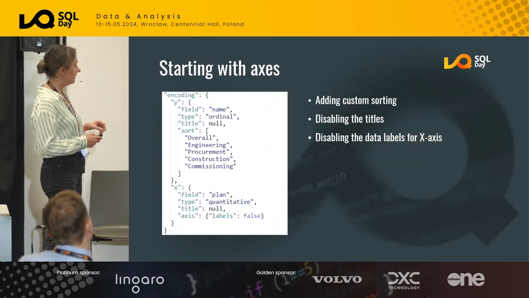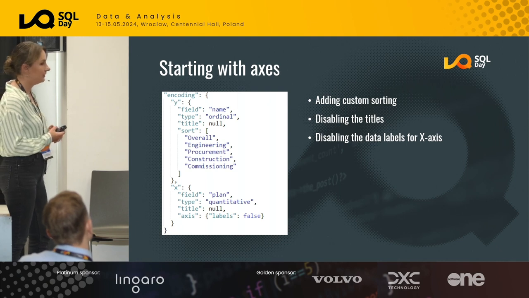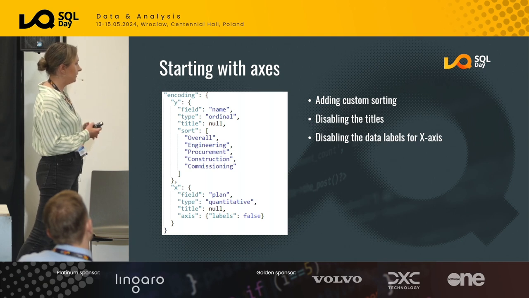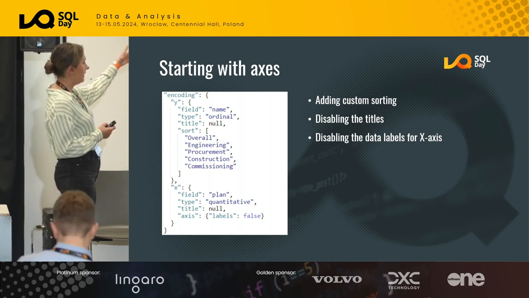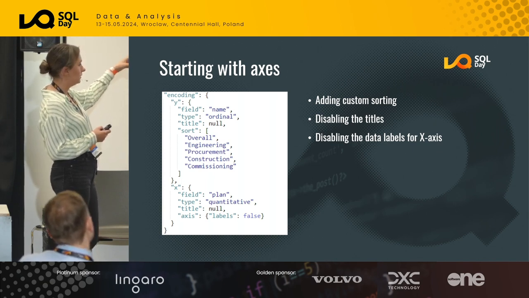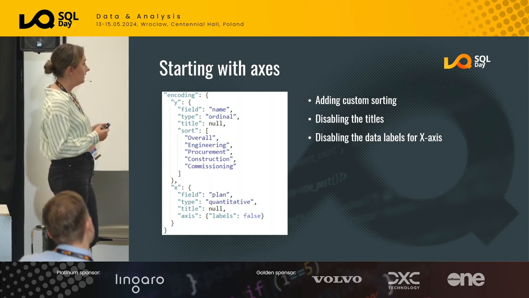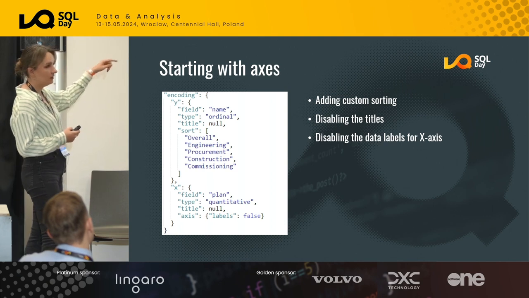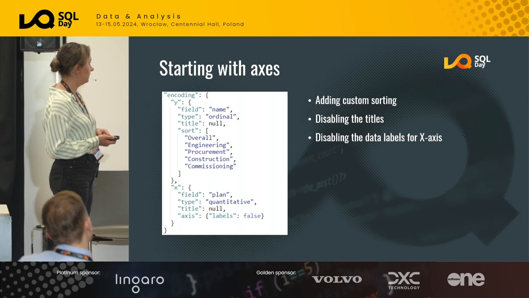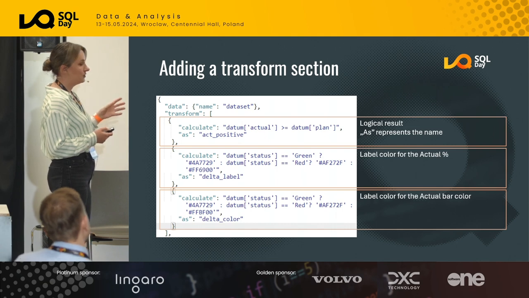So let's start with a very simple part, defining the axis and creating the first version of the visual. Here I would like to draw your attention to the sort part. If we want to sort categories in a specific order and we have a limited number of categories, we can just manually feed them into this sort section, and we will have the custom sorting inside the visual.